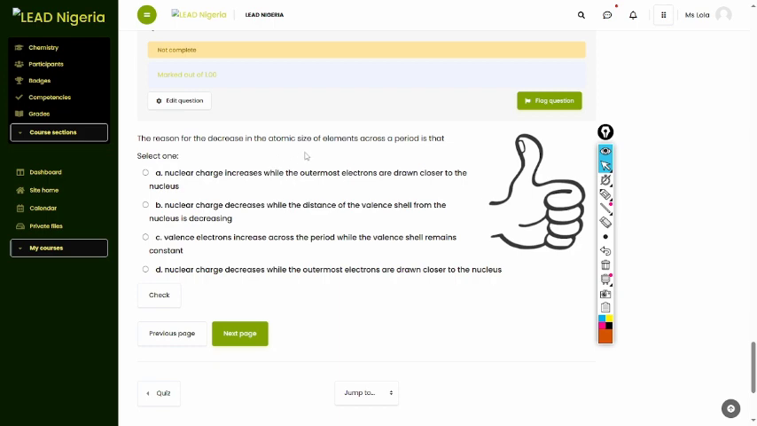The reason for the decrease in the atomic size of elements across a period is that... So why does atomic size decrease across a period? The reason is because the nuclear charge as you go across the period increases, and as the nuclear charge increases, there's a strong attraction between the nucleus and the outermost electrons, and so the outermost electrons are pulled closer to the nucleus, thereby decreasing the size of the atom and decreasing the atomic radius of that atom. So the correct answer is because the nuclear charge increases while the outermost electrons are drawn closer to the nucleus, and that is A.